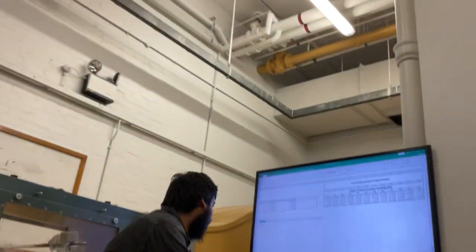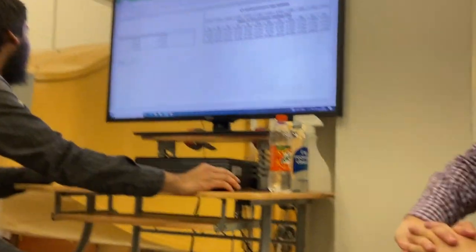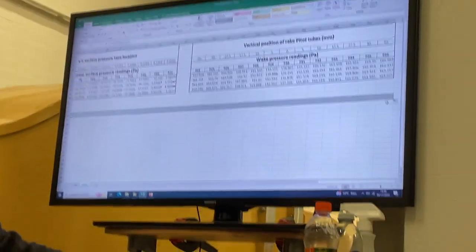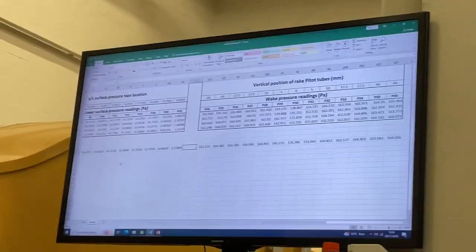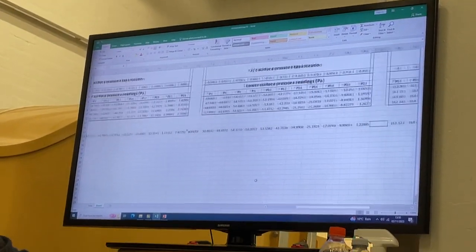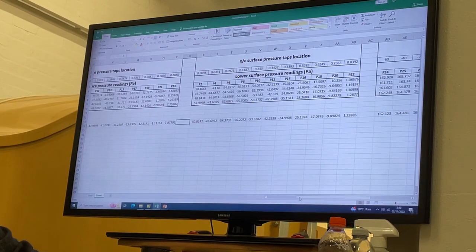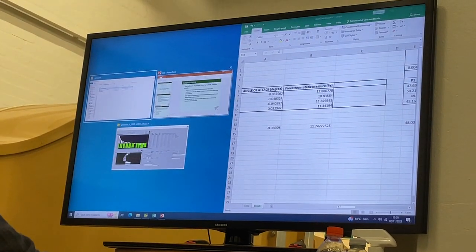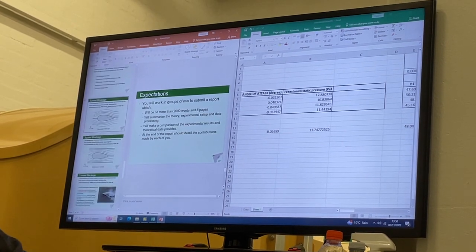Average down to the average function in Excel. And then we just drag it across. Let's do it like this so that you can see it.